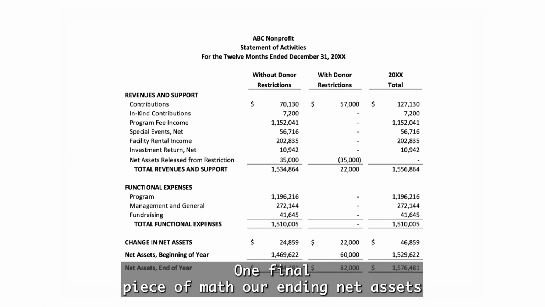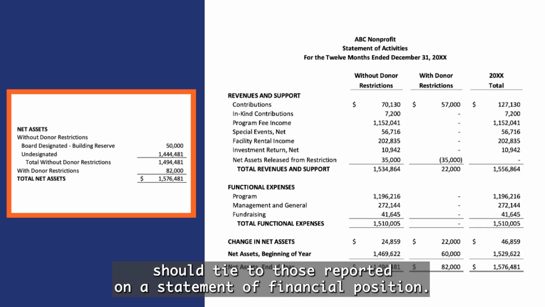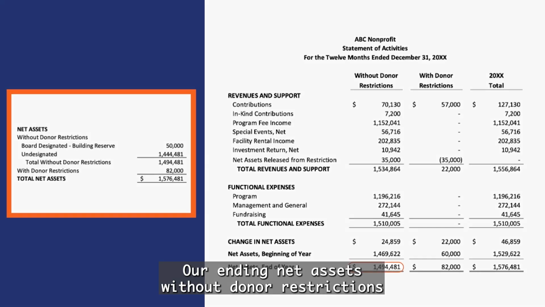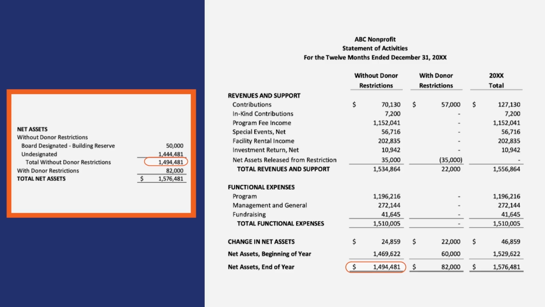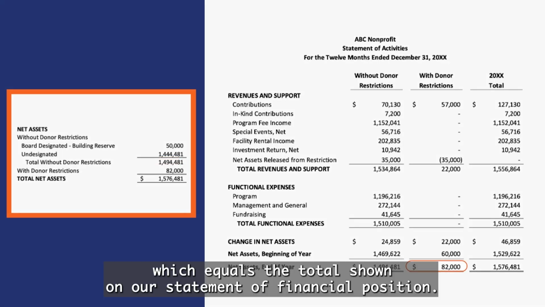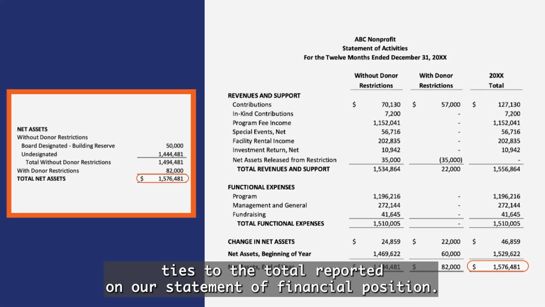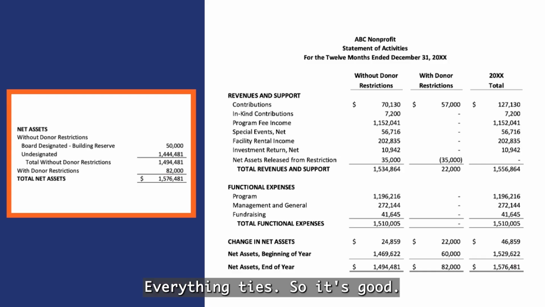One final piece of math. Our ending net assets should tie to those reported on our statement of financial position. So let's see if they do. Our ending net assets without donor restrictions equals the total shown on our statement of financial position, as does our net assets with donor restrictions, which equals the total shown on our statement of financial position. And finally, our total net assets on the statement of activities ties to the total reported on our statement of financial position. Everything ties, so it's good.